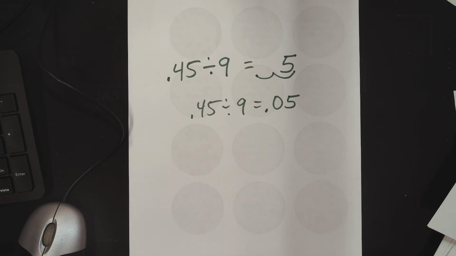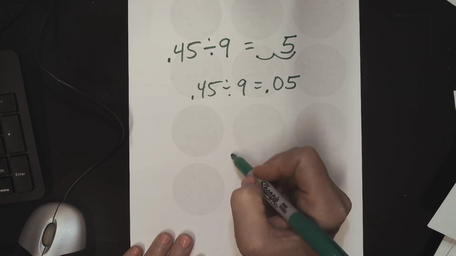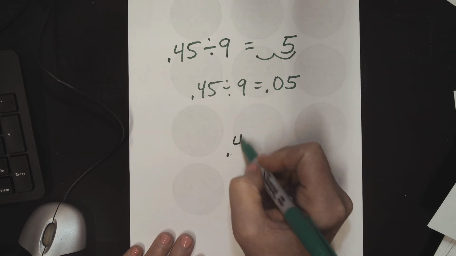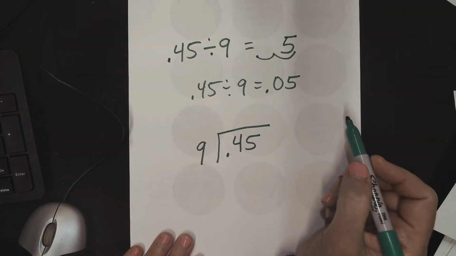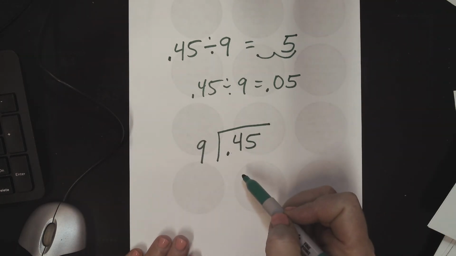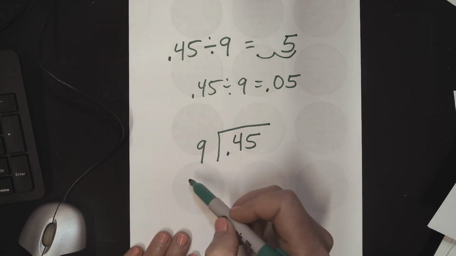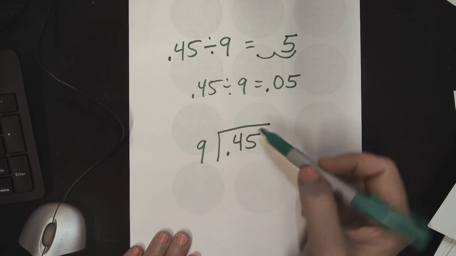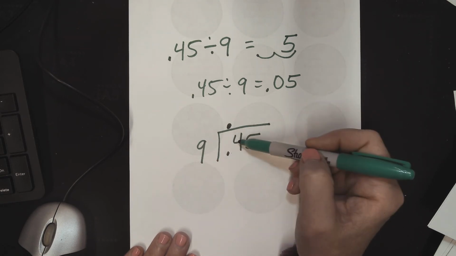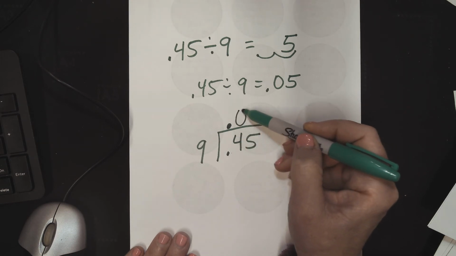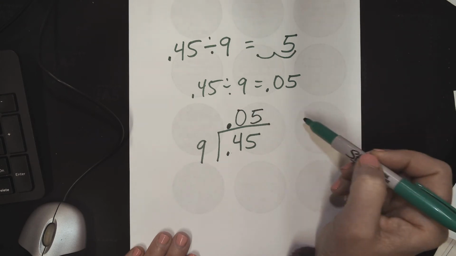Okay, now let's get into something the old-fashioned way. So if I have 0.45 divided by 9. This is the same problem, but written this way. Okay? If my divisor doesn't have a decimal place in it, I don't need to do anything else. I just leave my decimal place right up here. And then can 9 go into 4? No. Can 9 go into 45? Ooh, I get the same answer.